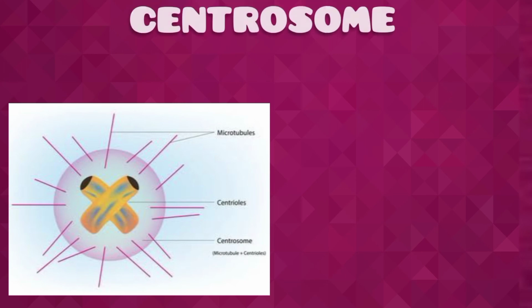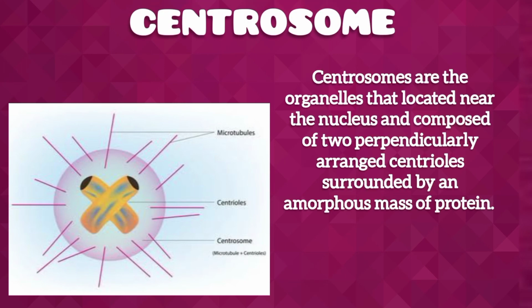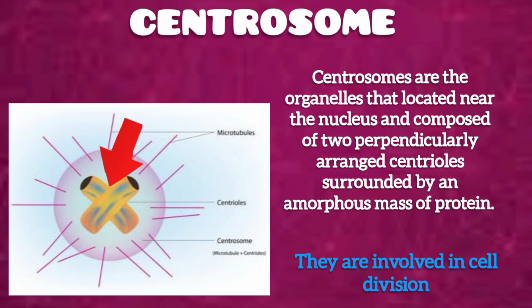Our next organelle is the centrosome. The centrosomes are located near the nucleus and they contain two centrioles which are surrounded by an amorphous mass of protein. The centrosomes play an important role in cell division in animals, but it is absent in higher plants.